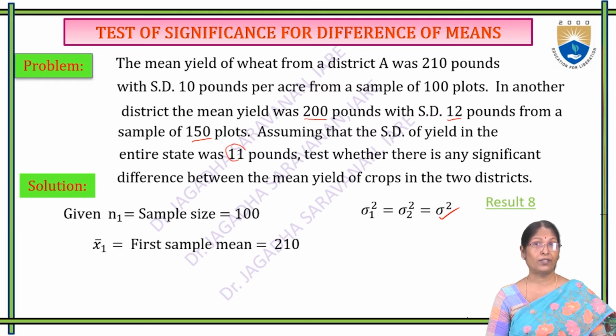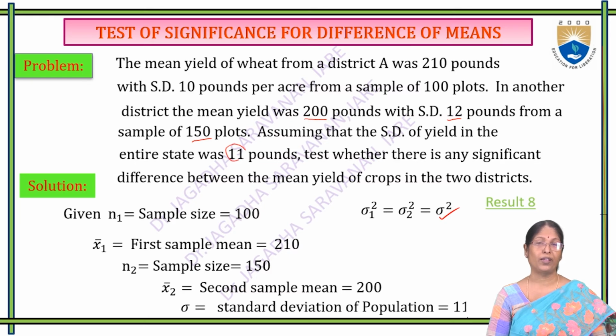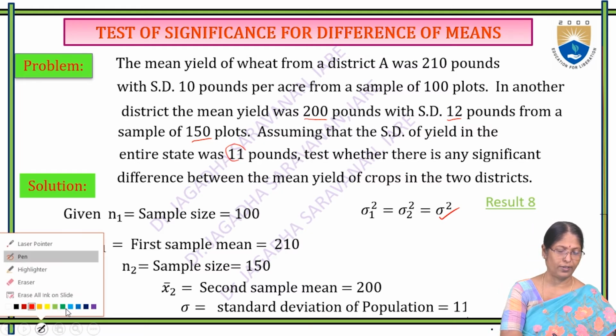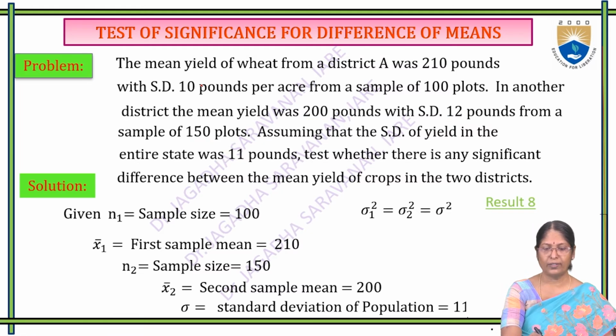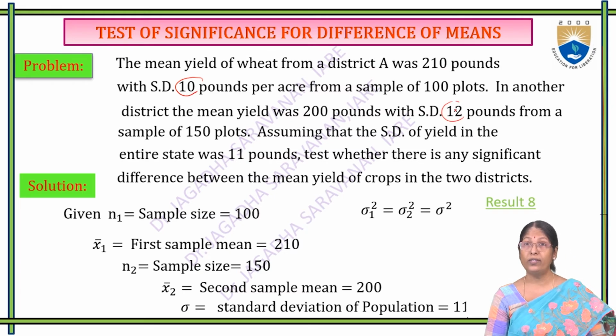X1 bar, the first sample mean, is equal to 210. N2, the sample size, is 150. X2 bar, the second sample mean, is 200. And sigma, the standard deviation of the population, is 11. Why did we neglect the 10 and the 12? We didn't take them into consideration because both are sample standard deviations.